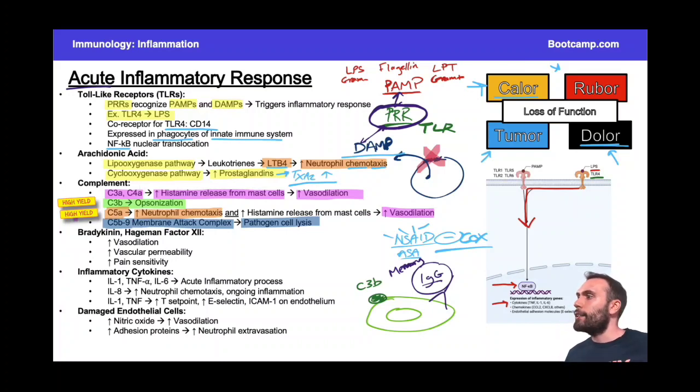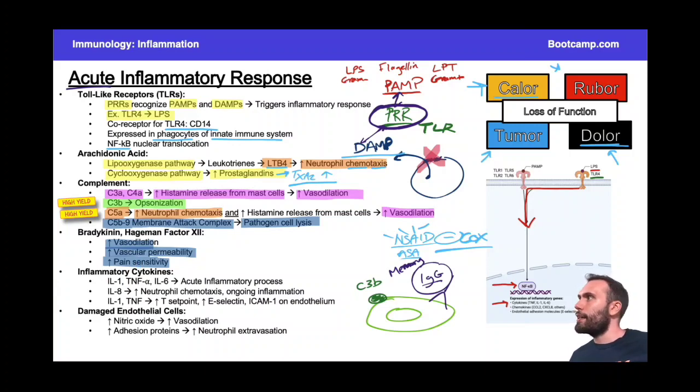Now, bradykinin and Hageman factor, I'll talk about this more coming up, but the big three things you want to remember about this, bradykinin in particular, remember that bradykinin is associated with increasing pain sensitivity. That's very important. Now, it also does other things, increases vasodilation, vascular permeability, but the thing that they love to ask about bradykinin is that it increases the sensitivity to pain.